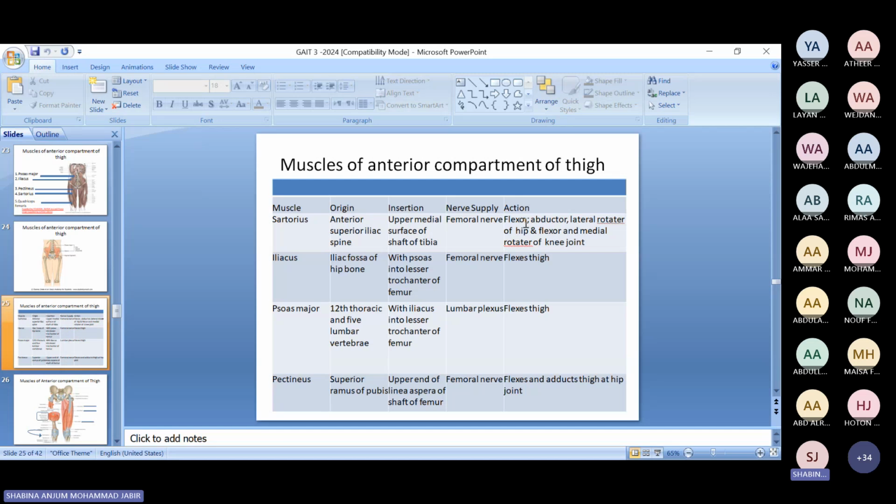So what is it going to do? It is going to do the flexion at the knee. It also acts as an abductor and lateral rotator at the hip. And it will also do flexion and medial rotation of the knee joint. So it has action at both joints. It is helpful for the flexion of the hip as well as for the flexion of the knee joint.